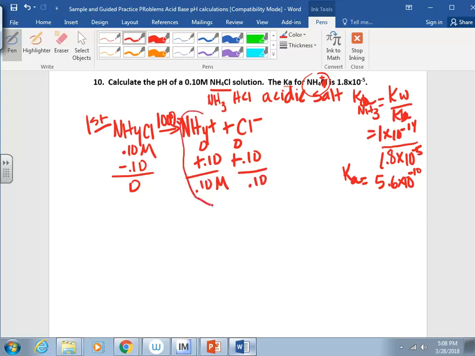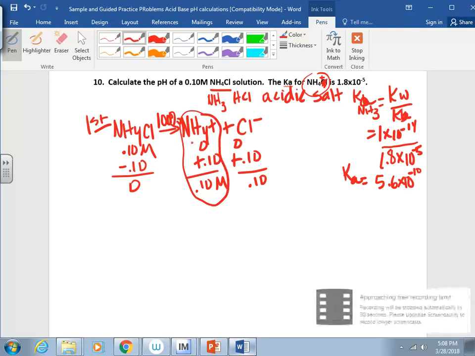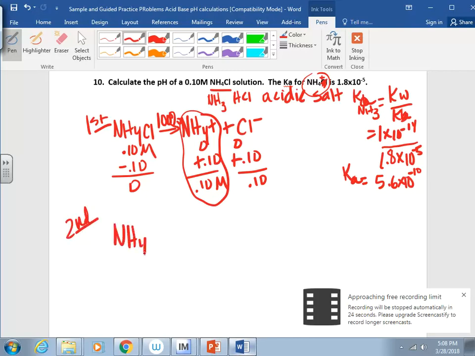Now this is the conjugate acid of that weak base. So we take the cation and we start our equilibrium problem. NH4 plus water is going to form ammonia, because it's going to give that and the hydronium ion. Now we'll pick up here in the second part of this lesson.